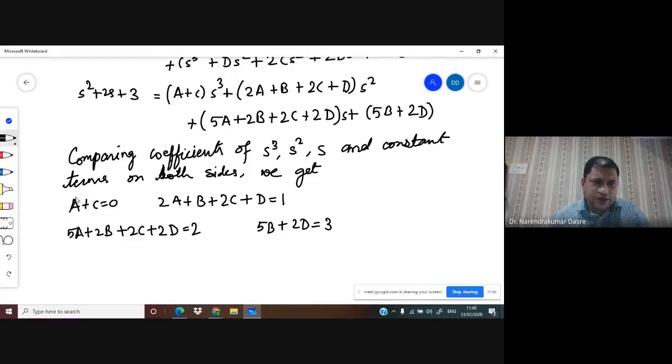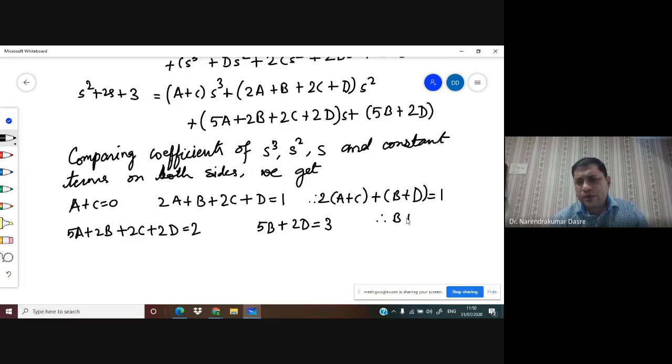Now we can say a plus c is equal to 0. That means a is equal to minus c, or c is equal to minus a. So from this equation, I can rewrite it as twice (a plus c) plus b plus d equal to 1. What we know is a plus c is equal to 0, so that term is 0, and hence I can write b plus d is equal to 1.